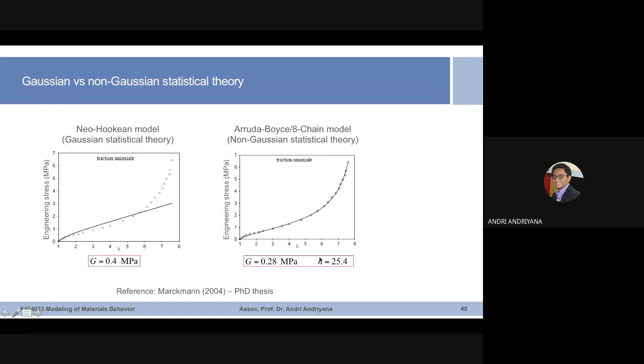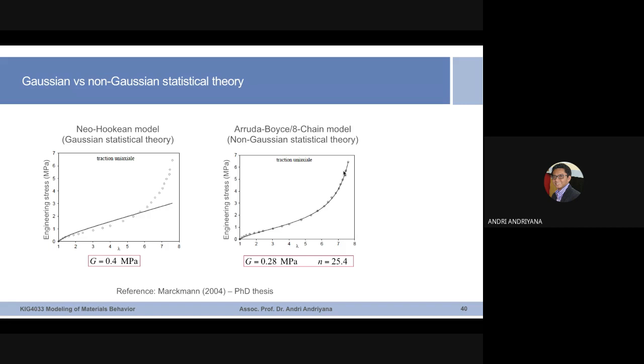For this one, it consists of 2 parameters, which is shear modulus and the number of segments. When we use this one, then we get the theoretical result, which fits perfectly with the experimental data. So as you can see, non-Gaussian improves significantly the predictive capability of the models. And this Arruda-Boyce model is an example of the mathematical equations to describe stress-strain characteristics of rubber using non-Gaussian statistical theory. Okay, so as you can see, Arruda-Boyce performs much better than Neo-Hookean.